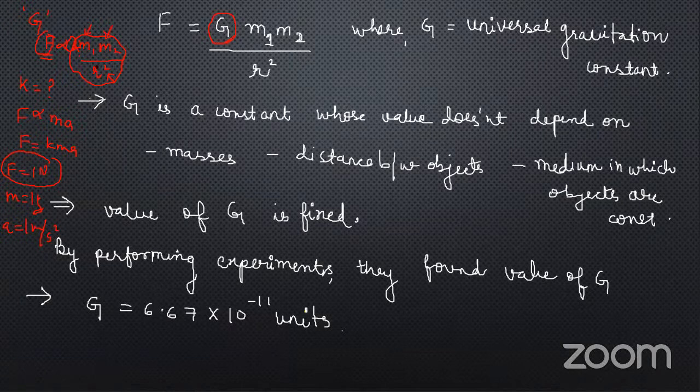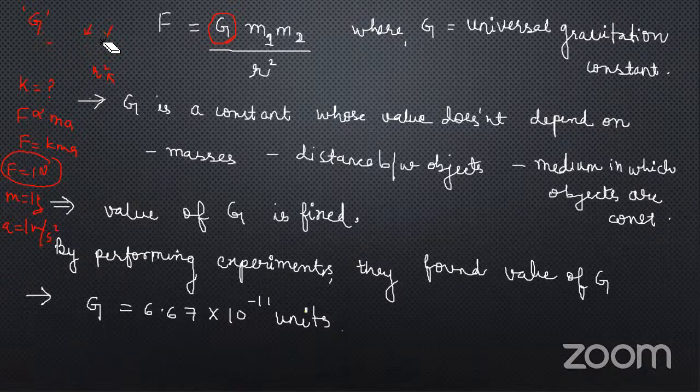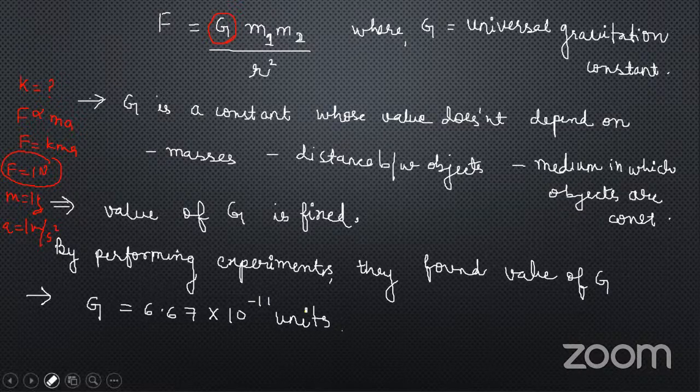So guys, you had some confusion. Where should I start from? I told you that because of the statement which Newton gave, we have reached here, that is F proportional to m1 m2 by r square. Wait, I'm writing.